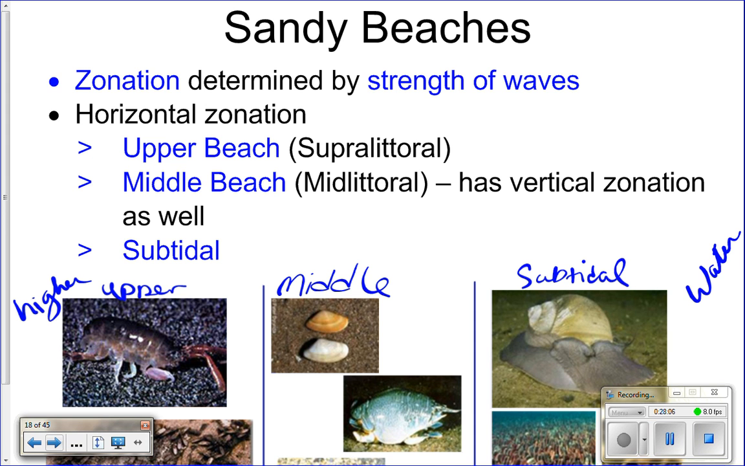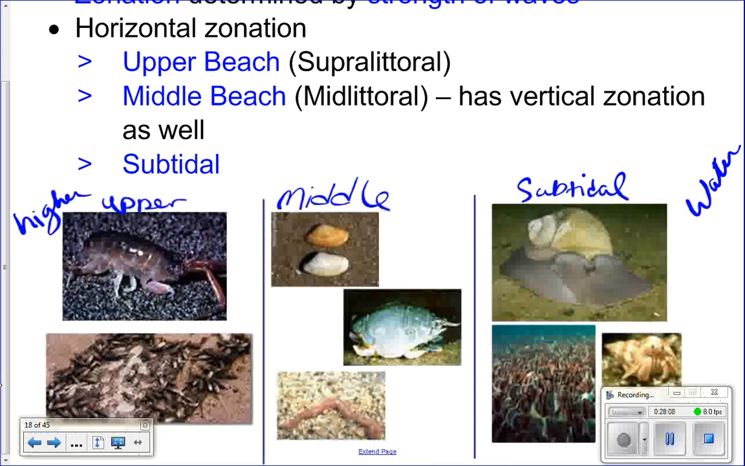Horizontal zonation, okay, is like this. So you have the subtidal zone, you have the middle, and then you have the upper or the high intertidal, right? So this is towards the water, away from the water. And as you move up the beach, this is the zonation that you get.